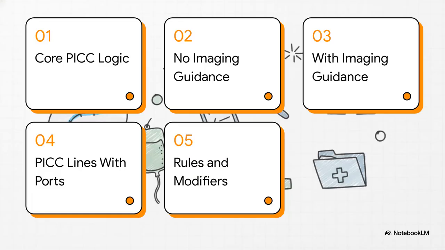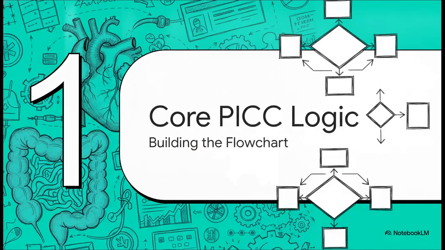Here's our roadmap. We're covering the core PICC logic, coding without imaging guidance, coding with imaging guidance, PICC lines with ports, and finally those strict bundling rules and modifiers. Starting off with Section 1, the core PICC logic, building the flowchart.